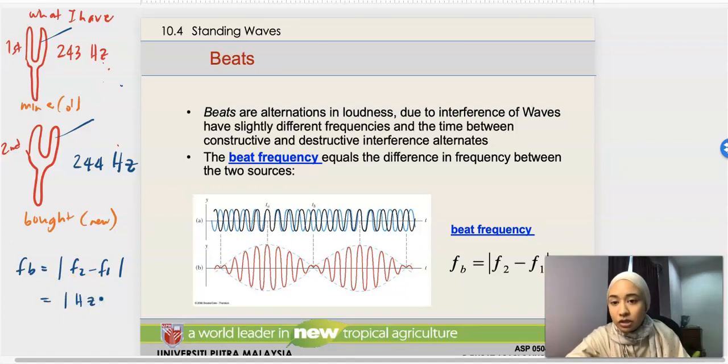Okay, so I can't trust that shop anymore. I have to go to another store. So that is beat. You have two waves of different frequency and they overlap. So the alternation in loudness is called the beat.